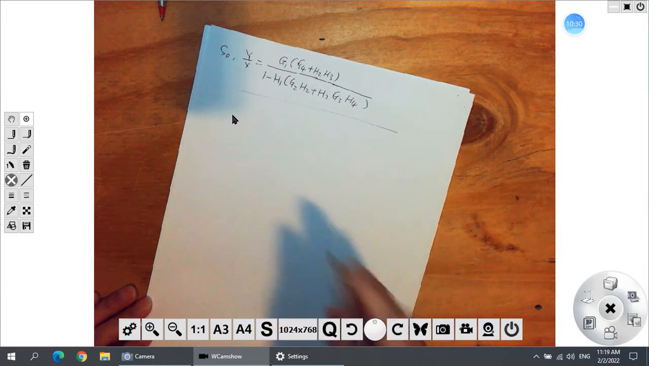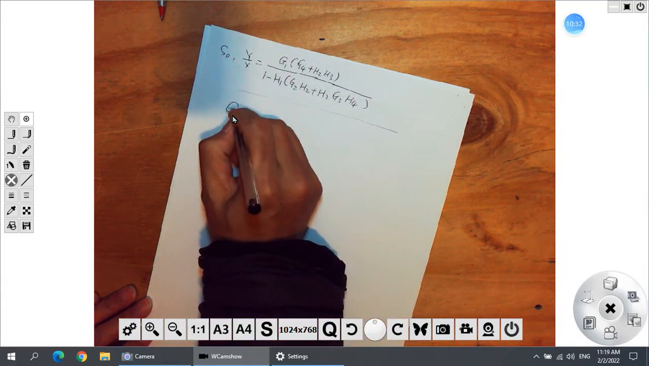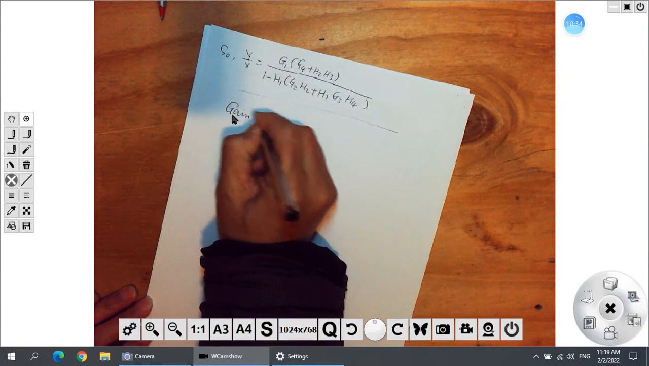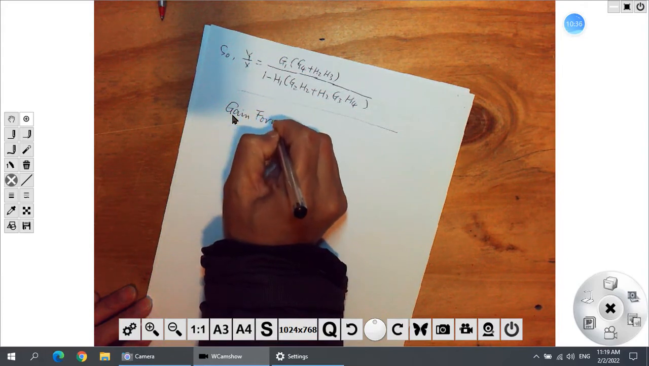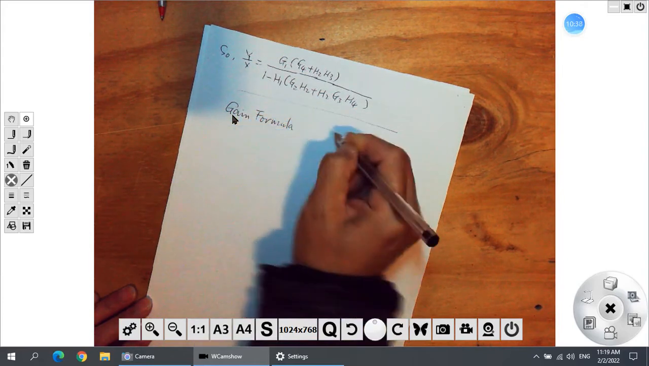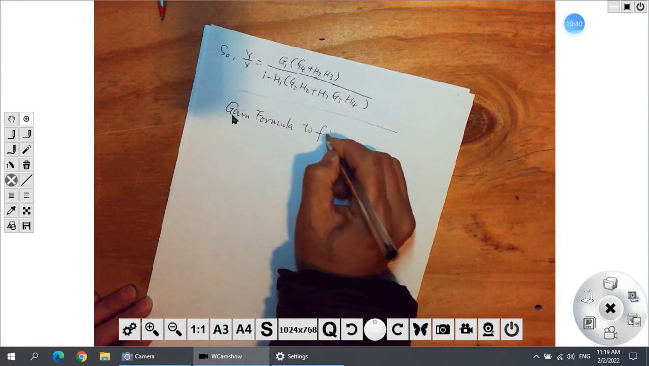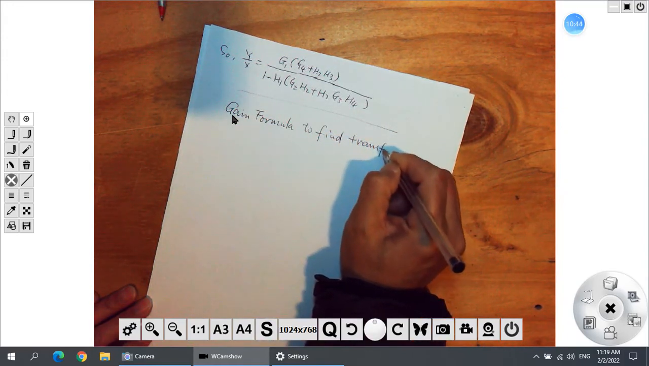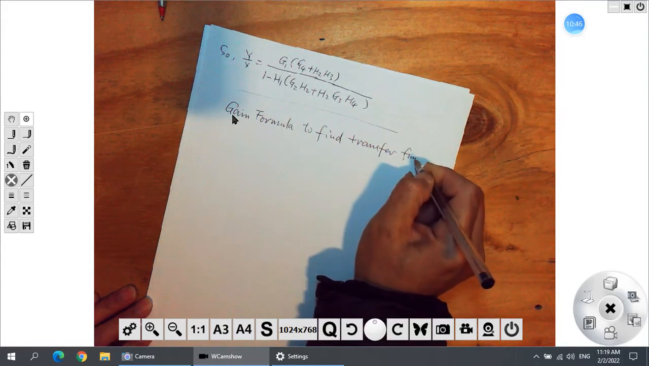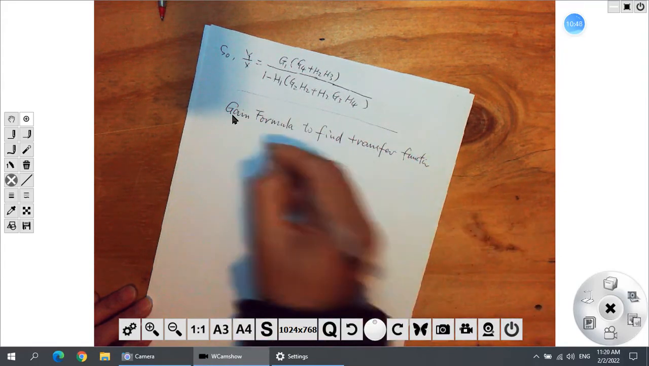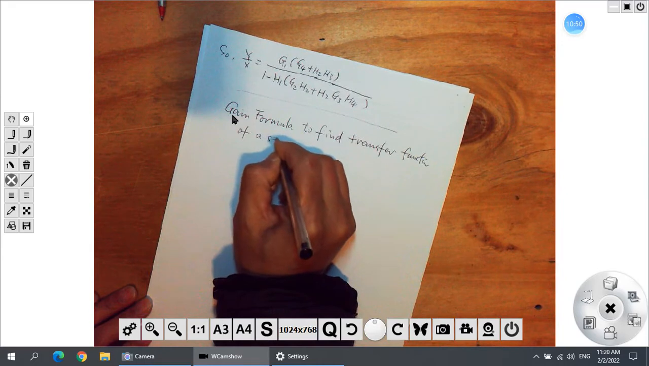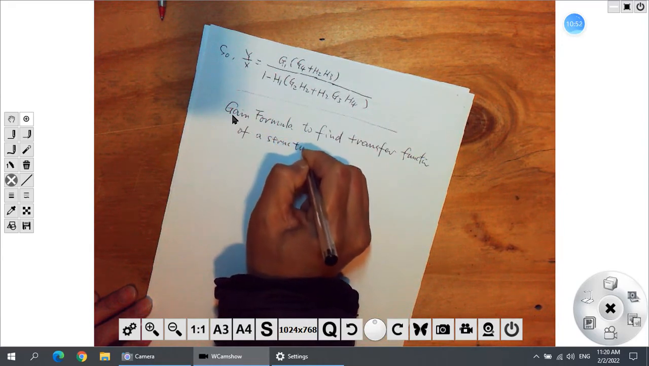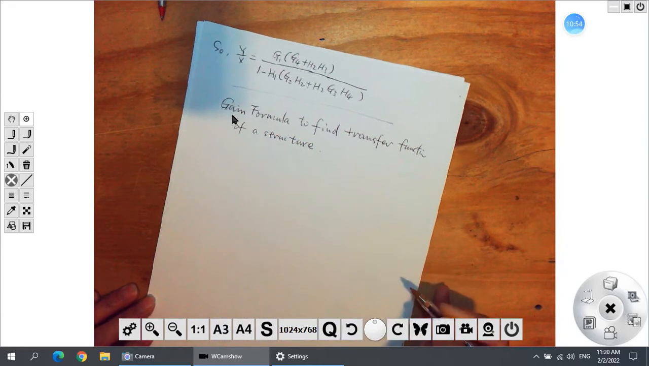So this is the gain formula. Gain formula to find transfer function of a structure. Okay, what is the gain formula?